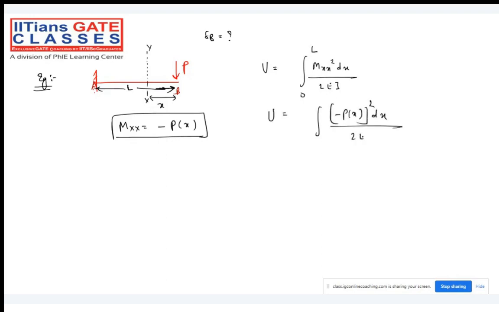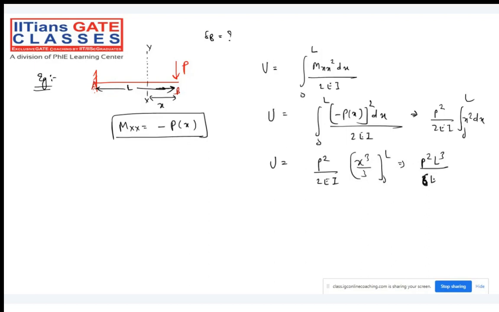Then what is U? P square divided by 2EI, integral of x square dx from 0 to L. Integration of x square will be x cube divided by 3, that I am putting from 0 to L. So what am I getting? P square L cube divided by 6EI.